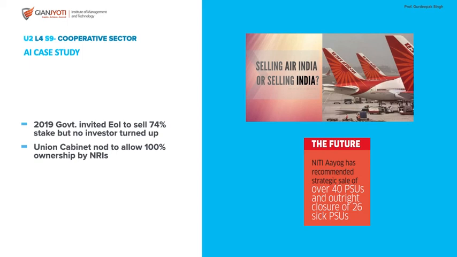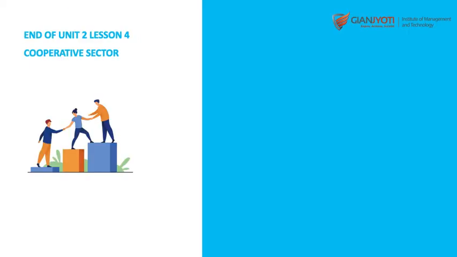So in general, if we talk about the future, Niti Aayog has recommended strategic sale of over 40 PSUs and closing of 26 sick PSUs. So they have been very strict now on the sick units. So that is all from my side. Let me summarize the things for you. We talked about the joint sector, the joint stock, cooperative sector, privatization and disinvestment, and then we took up the Air India case study: whether it should be disinvested or fully privatized, how the government has decided, and why the investors are not coming forward.